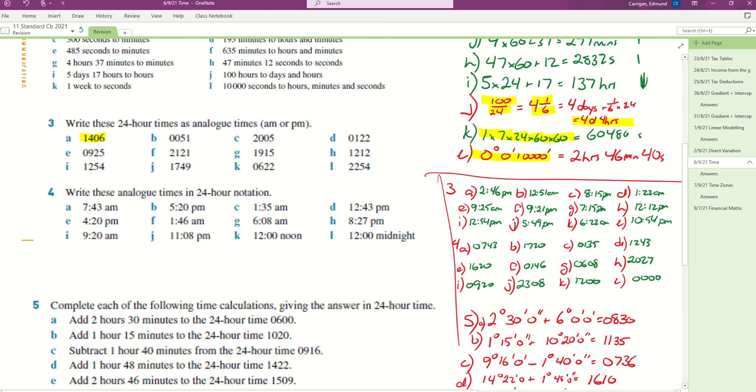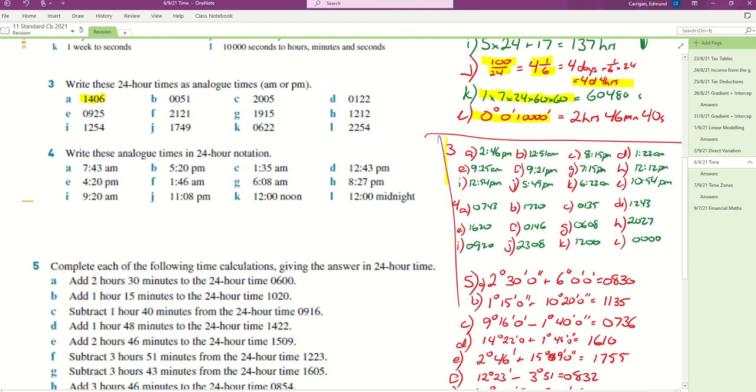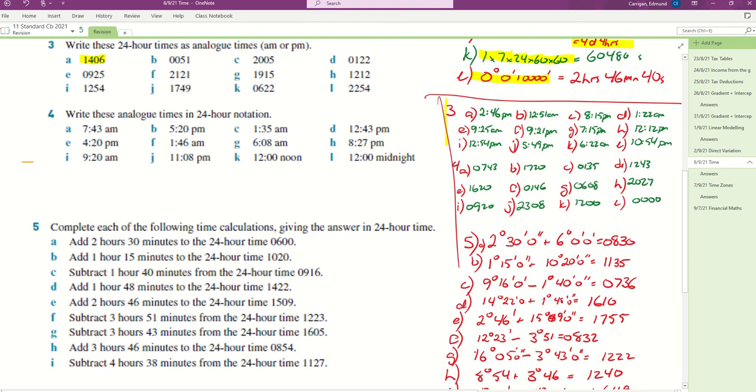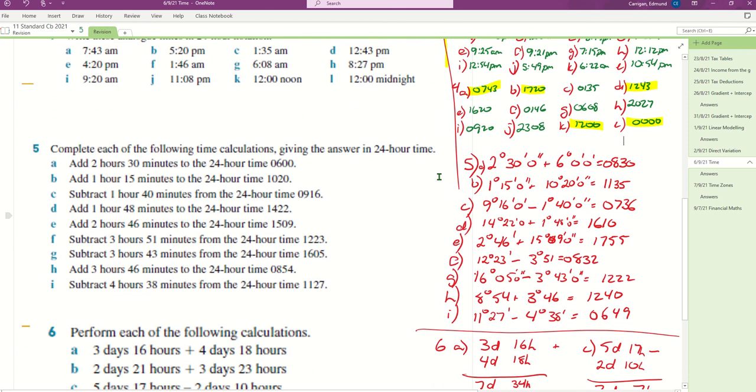So those questions are over here under 3A. Writing these in analog times and 24-hour notation: wherever we've got an AM, we're just writing the number down, 7:43 AM, 0743. If it's PM, we add 12, 17:20. So that's pretty straightforward. Remembering that 12:43 PM is just 12:43. 12 noon is 1200, and 12 midnight is 0000. I haven't done all of those ones, I've done the answers over here, so we're not going to go through them one at a time.